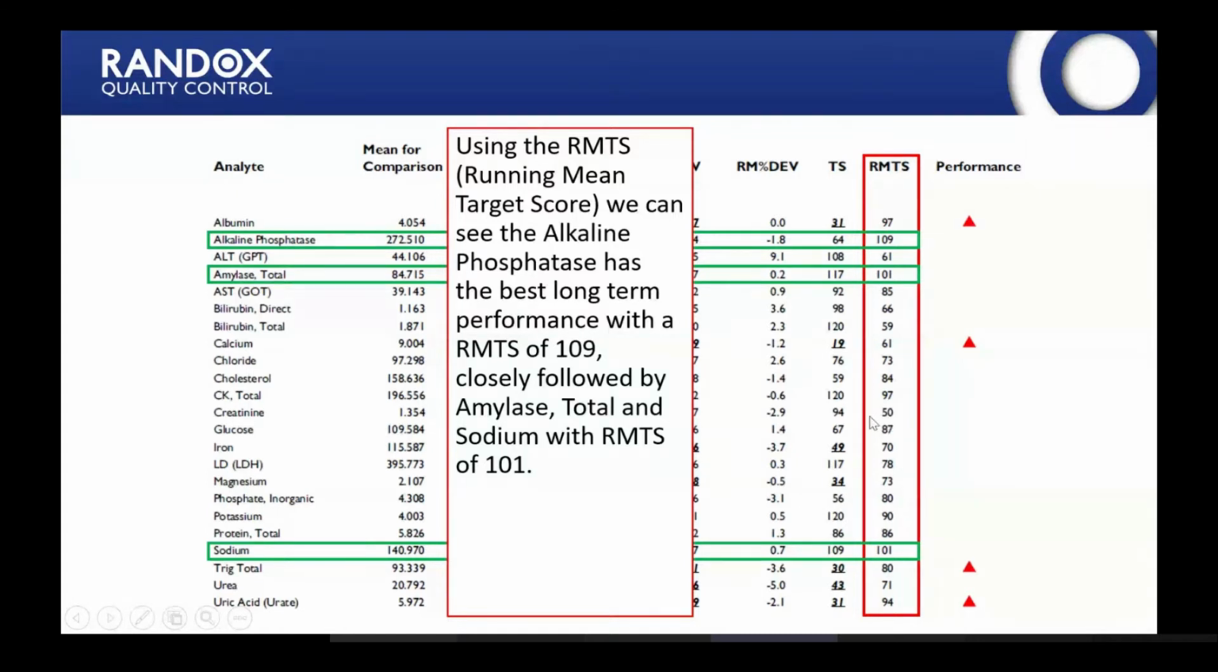So that's maybe an analyte that they're going to want to keep an eye on. So the performance has been okay for this particular sample. So maybe they had an issue in the past that they've now resolved. So they need to just keep monitoring this and make sure that this value keeps going up to monitor their long-term performances.